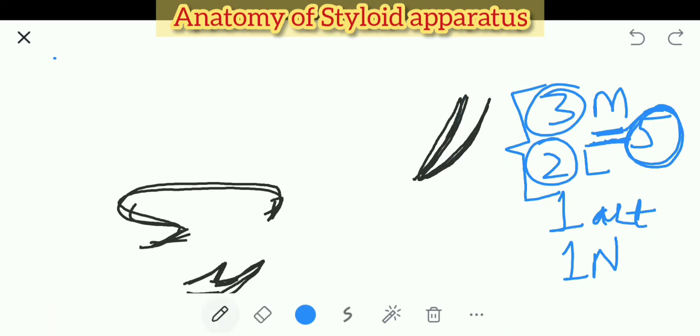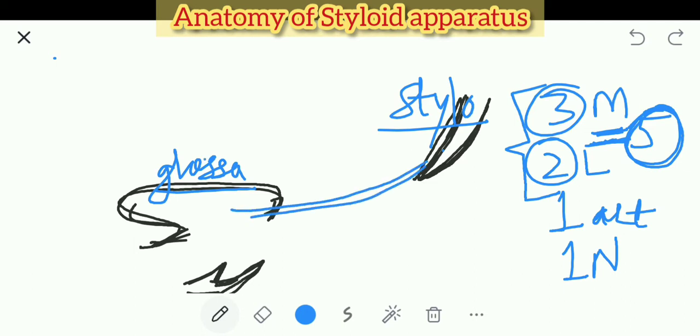This styloid process. So the 3 muscles. Name is everything in anatomy, as I always tell. So stylo, and as you know, the tongue is called glossa. And this is stylo. He is very much in style. You can remember like this. So, styloglossus. The muscle is styloglossus.